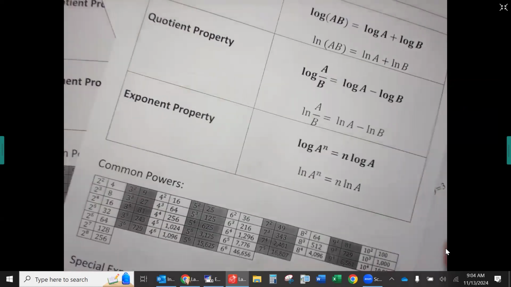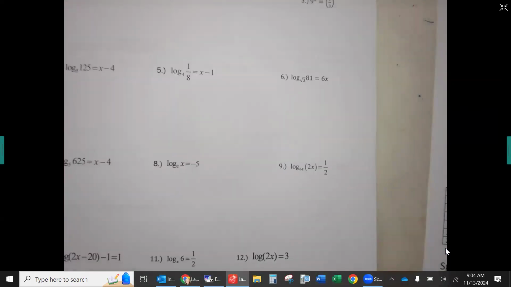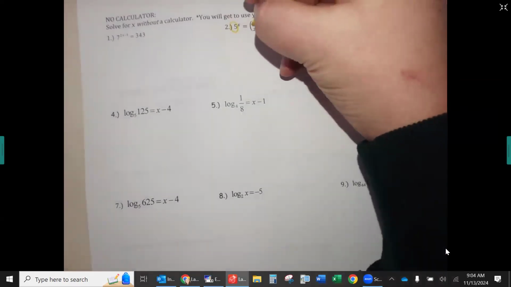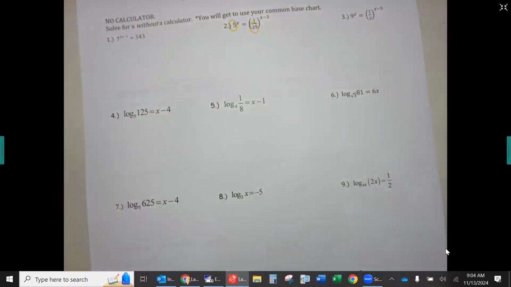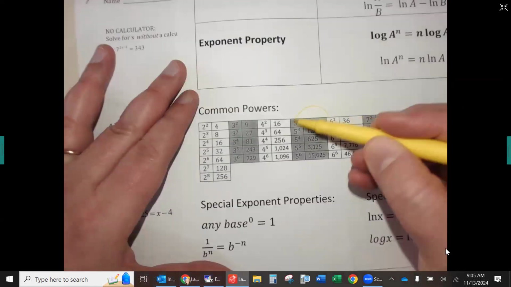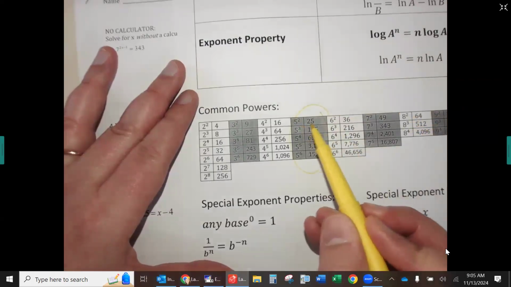So take a look at your first page. Let's do number 2. First thing that you should notice is that you have a 5 base on the left and you have a 25 base on the right. Remember, you want a common base and you have the chart right here on this sheet. So look up 25 as a base 5. Okay, so your 5's chart is here. And we see that 25 is the same as what?